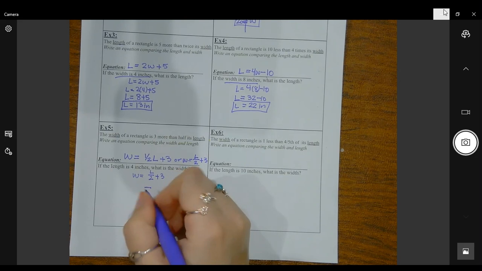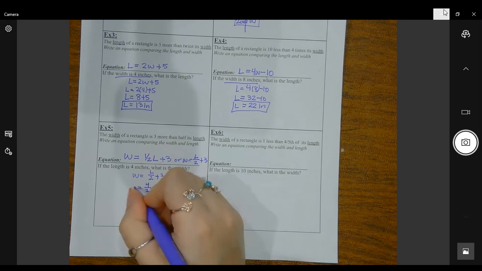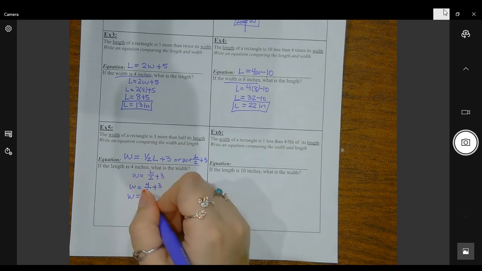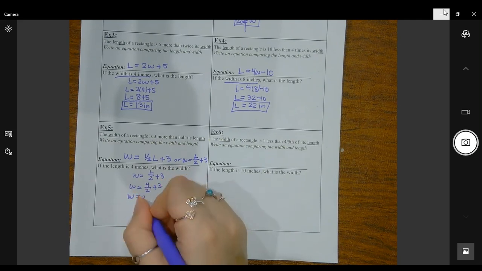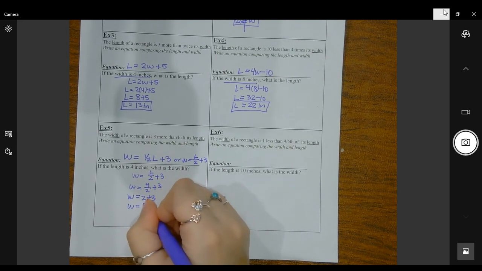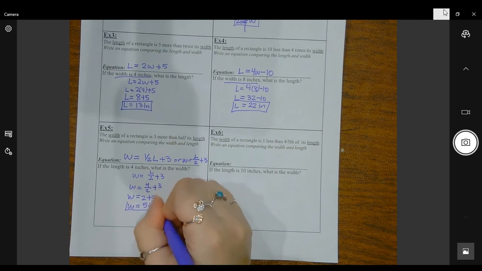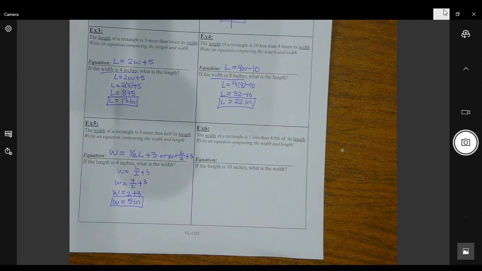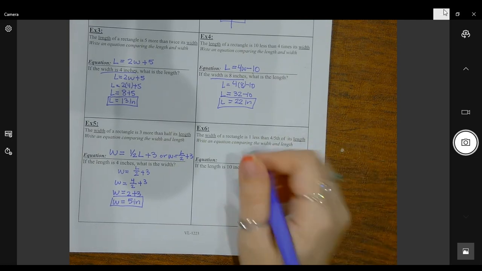So I'm going to replace the L for length with the 4, and now I can solve for my width. Well, 4 divided by 2, or half of 4, is 2, and 2 plus 3 is 5. So you have 5 inches for your width. That one's pretty tough, huh? Okay, speaking of tough, dun dun dun, number 6.